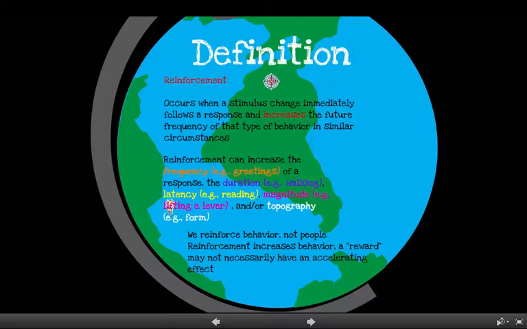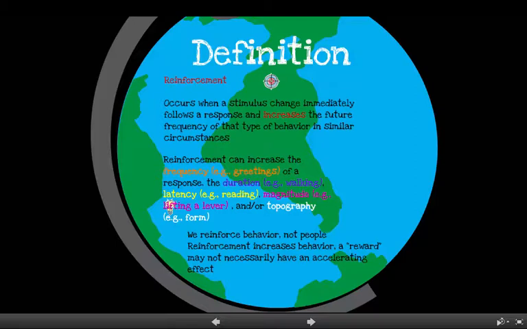It's only through that measurement and through that verification that we can actually say that we've identified a reinforcer, and we have a reinforcer on our hands. So that's why we get very specific with our language and stress the fact that we're reinforcing behavior and not people. And I know I said this before, but it's worth repeating. A reward is not necessarily a reinforcer.